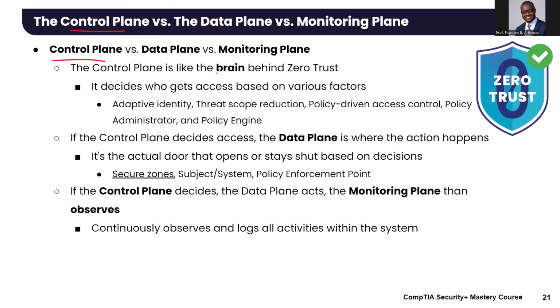The control plane is like the brain of zero trust. This is where all the decisions are made. It decides who gets access based on all kinds of factors. So just think of the control plane as the brain. As the brain, this is where the big decisions are being made. So it is in charge of the policies, the adaptive identity, the scope reduction, the policy access controls, and things like that. So the control plane decides the access, but it does not enforce it.